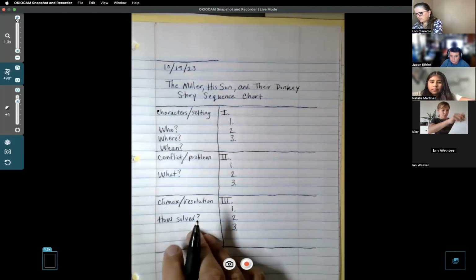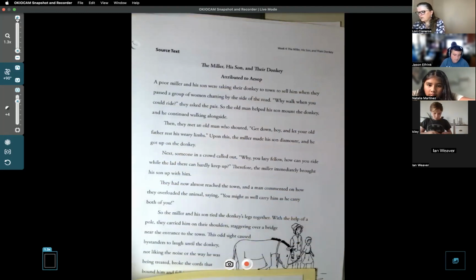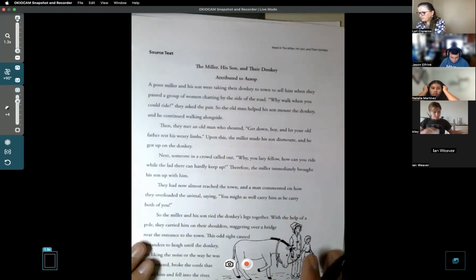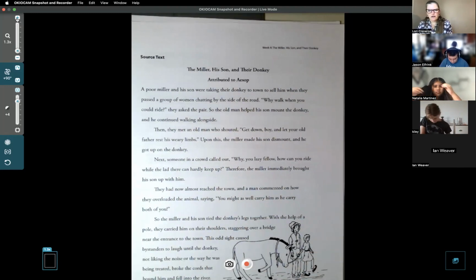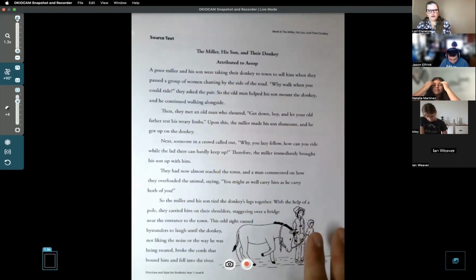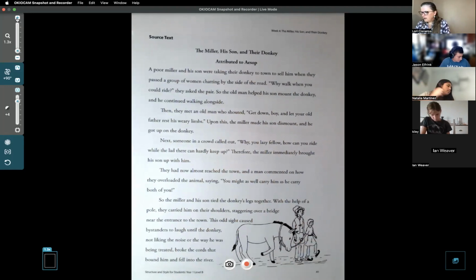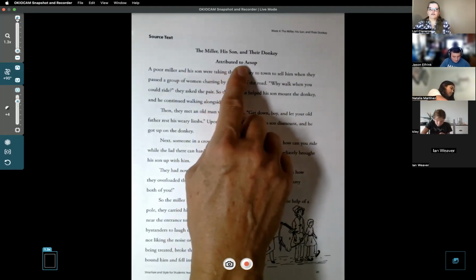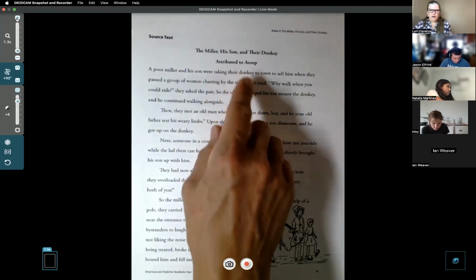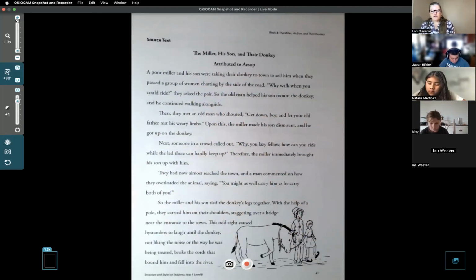Okay, let's look at the story here. The miller, his son, and their donkey. I'm going to go ahead and read it, and you guys can just follow along on yours, and then we'll talk about it. It is another one attributed to Aesop. And remember, Aesop is those stories that teach us a lesson. So there is something to learn here. We'll talk about that at the end. So be thinking about that.